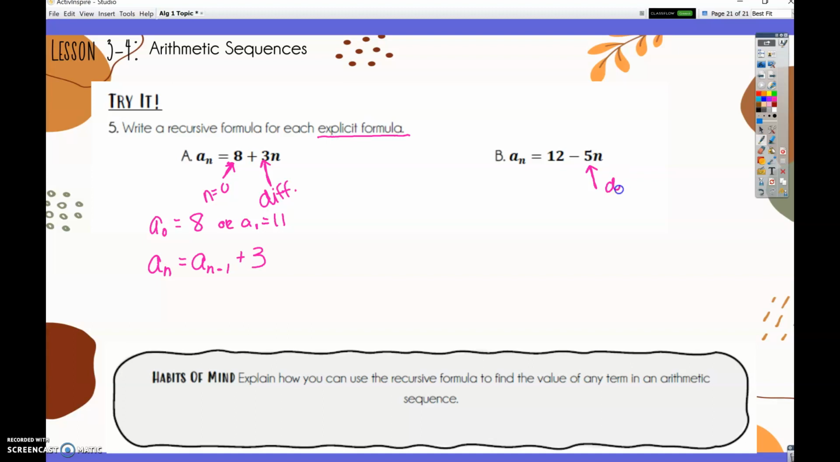Over here, my difference is a negative 5. So that means if I want to get the next term, I would take my previous term and subtract 5. And here this tells me my start, or my 0th term. So I could say a sub 0 equals 12, or I could say a sub 1 is 7, because I would be 5 down from there. Both of those would be your recursive formulas.